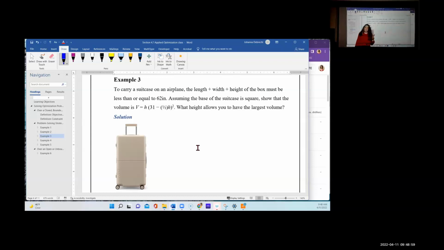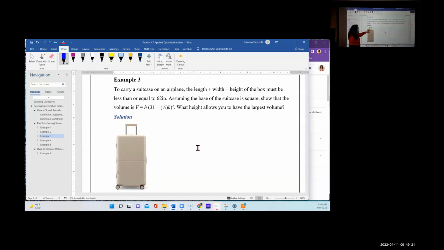So we have two things that we have to do here. We have to first prove that the volume is equivalent to this in terms of just the height. And then we want to maximize the volume and find the height that does that. So basically, we're trying to solve an optimization problem where we get everything in terms of the height.